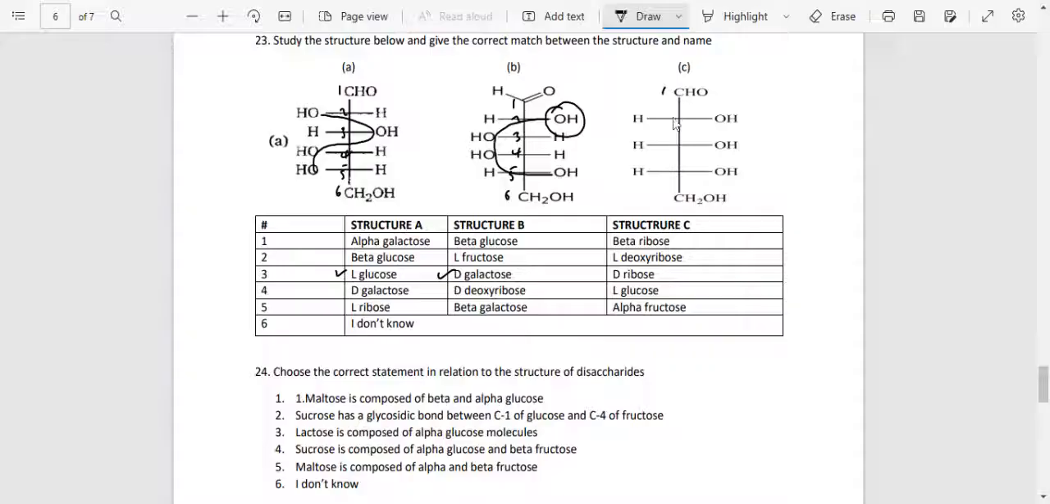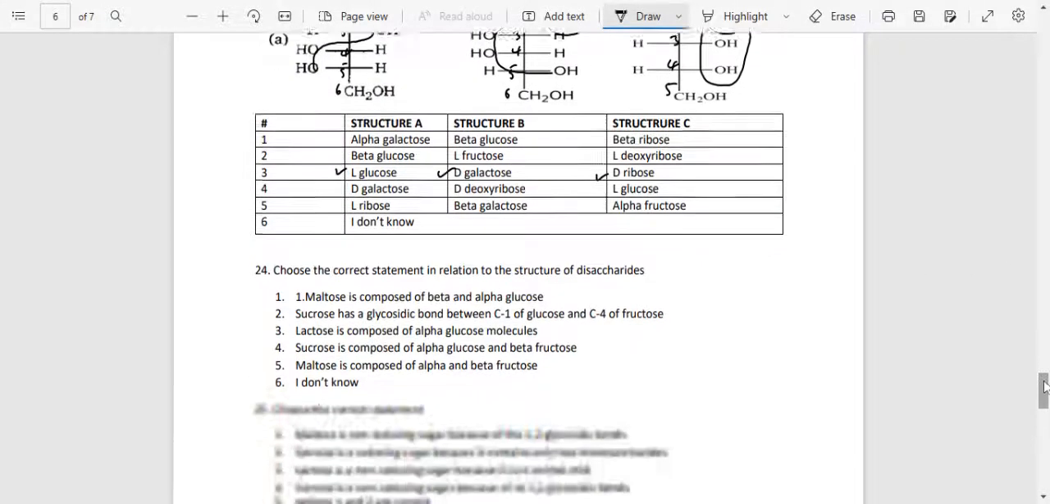And look at this one. It has got how many carbons? 1, 2, 3, 4, 5, meaning that it is a pentose. Now, if you look at the OHs, they are all on the right. So this is going to be D-ribose. At carbon number 2, if we only had a hydrogen instead of hydroxide, that would have been D-deoxyribose. So the answer is option number 3.